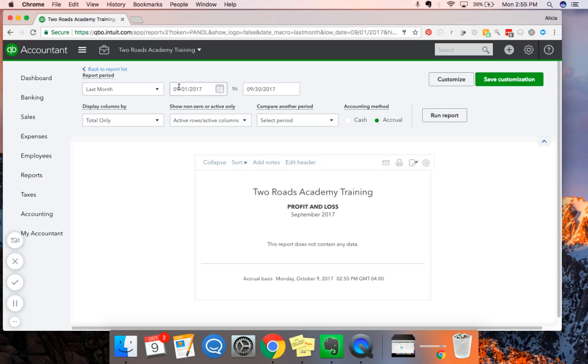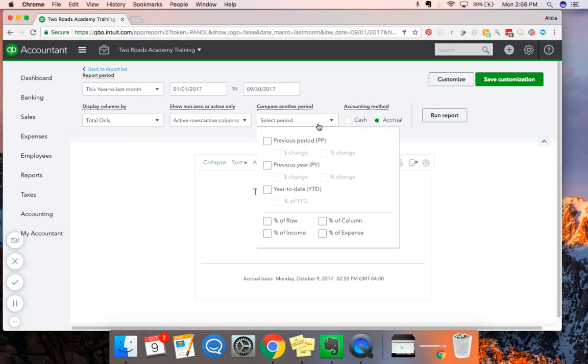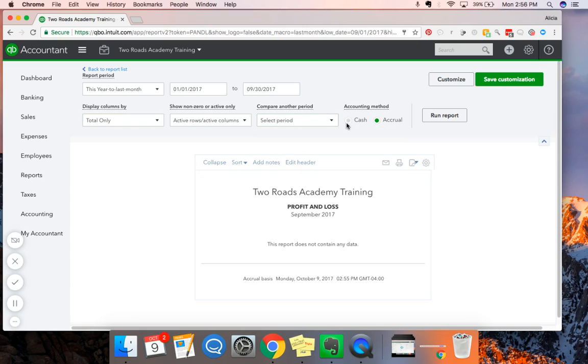You can change this by month. Let's look at this year to last month. You can change how the columns are displayed. If it's going to show a period, compare it to a prior year, and then you can choose the accounting method and run report.